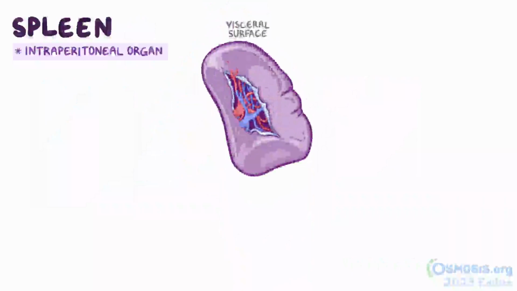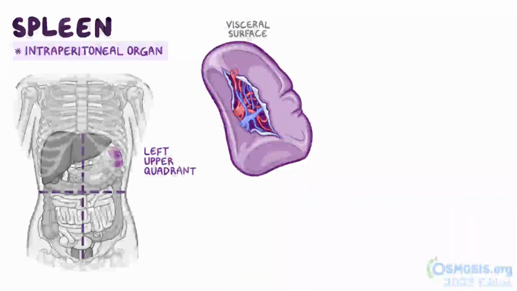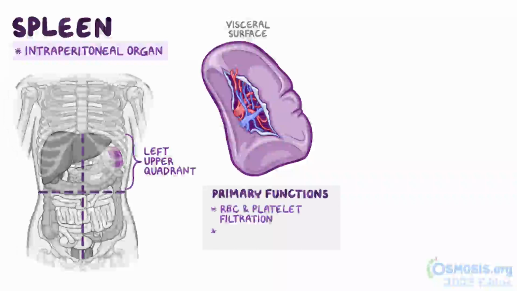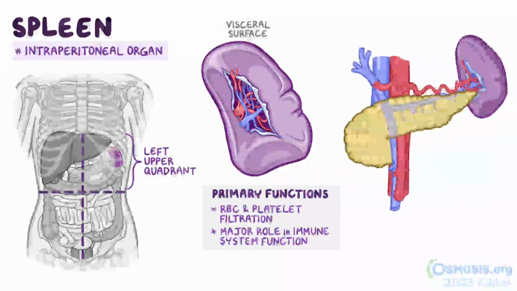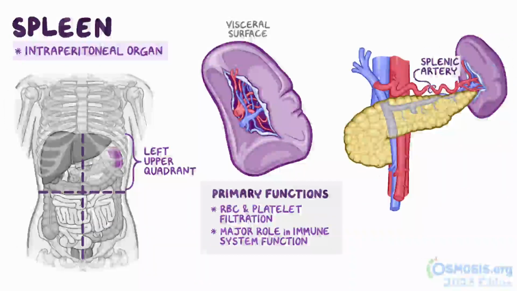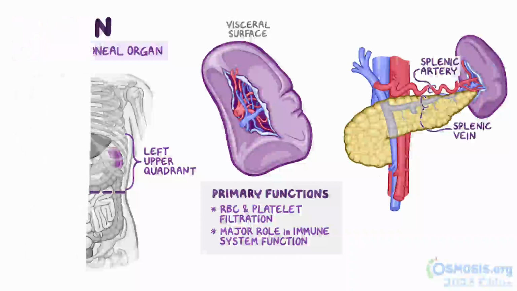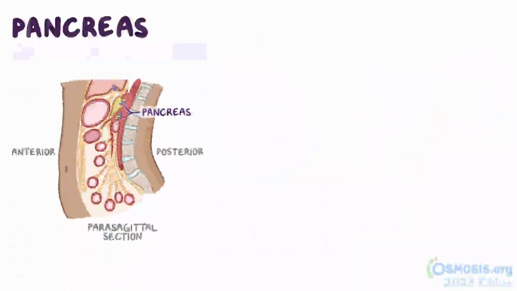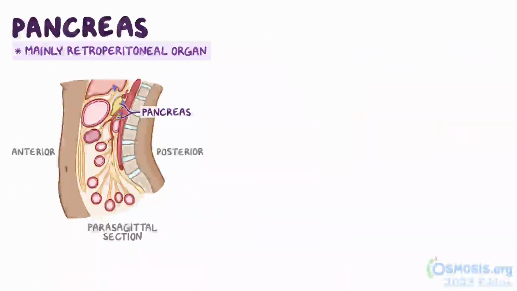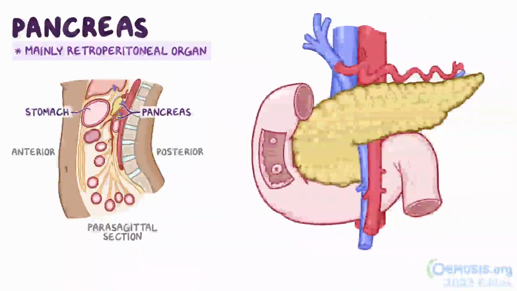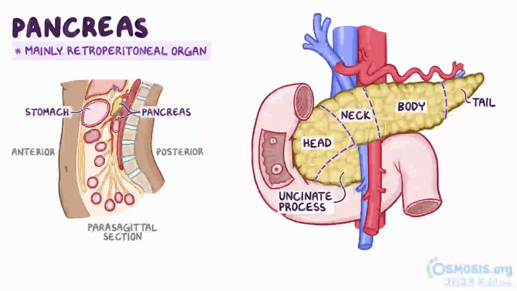Alright, as a quick recap, the spleen is an intraperitoneal organ located in the left upper quadrant of the abdomen. The spleen is mainly responsible for red blood cell and platelet filtration, and also plays a major role in immune system function. Its arterial supply is from the splenic artery, while venous blood drains into the splenic vein. The pancreas is a mainly retroperitoneal organ that sits posterior to the stomach. It is anatomically divided into 5 parts: the head, the uncinate process, the neck, the body, and the tail.